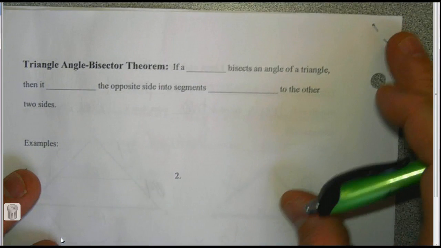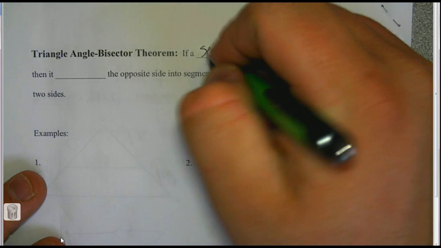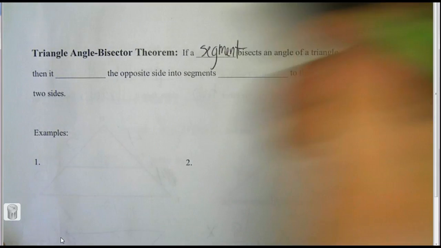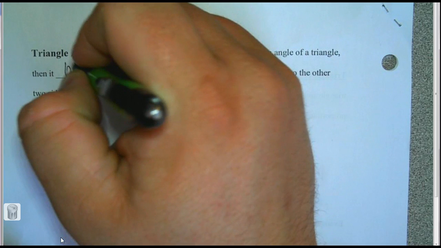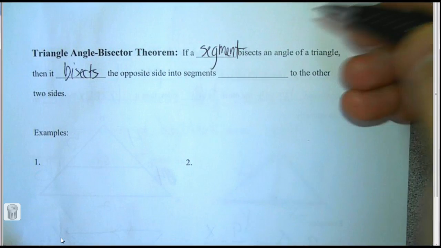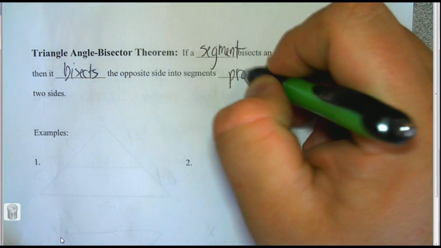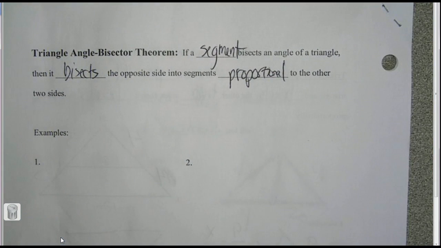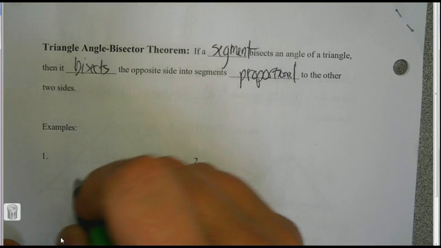The last one is just more of the same. If a segment bisects an angle of a triangle, then it bisects the opposite side into segments that are proportional to the other two sides. So this also should back up our other theories.